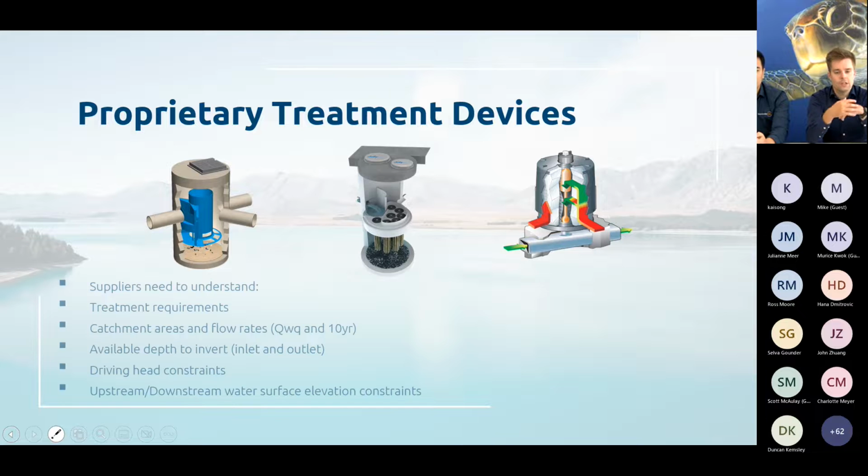to great effect. So when we get approached to provide input into the treatment design for a project, we will ask a few questions. We'll ask what the treatment requirements are, and that tells us the type of device we need to choose from. We'll ask for the catchment areas and what the flow rates are. We'll ask for the available depth to invert, both for the inlet and outlet. We'll ask if there are any driving head constraints, and we'll see if there are any upstream or downstream water surface elevation constraints. And the reasons why should become apparent shortly.